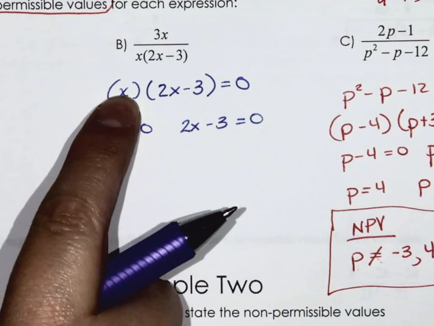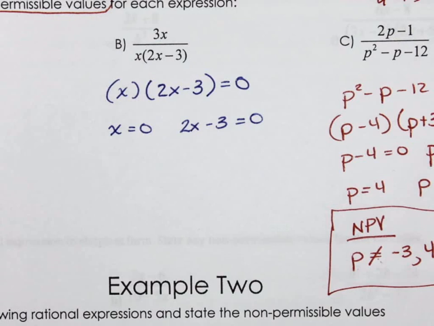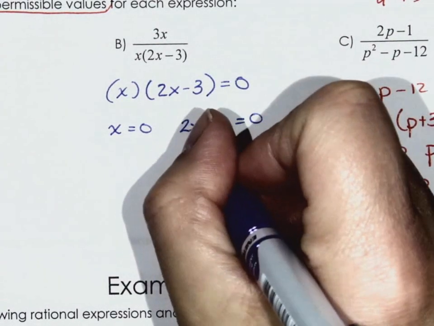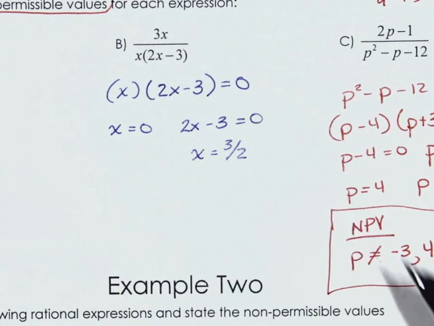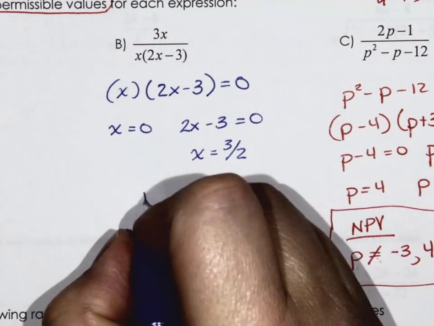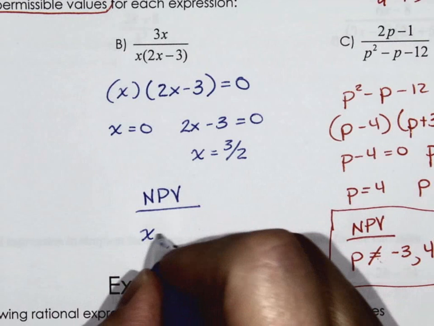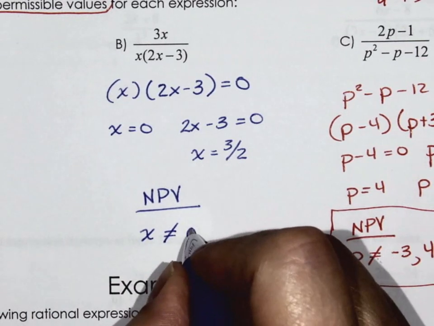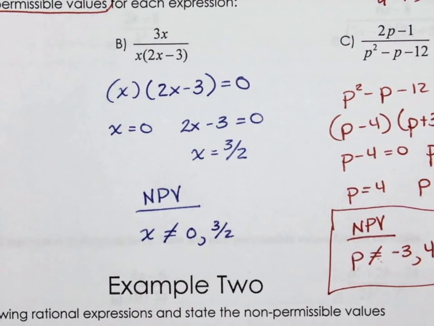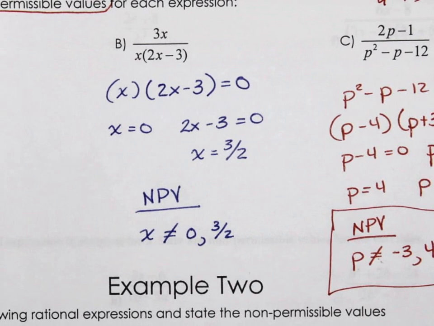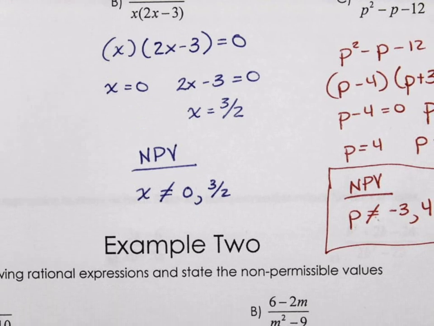Lots of people miss this one, and that's not great. So our NPV is x cannot equal 0 and 3 over 2. You're okay if you put that as a decimal, as 1.5. I'm not going to lose my mind over that, but we're in a fraction unit. Maybe stretch your knowledge and use fractions.